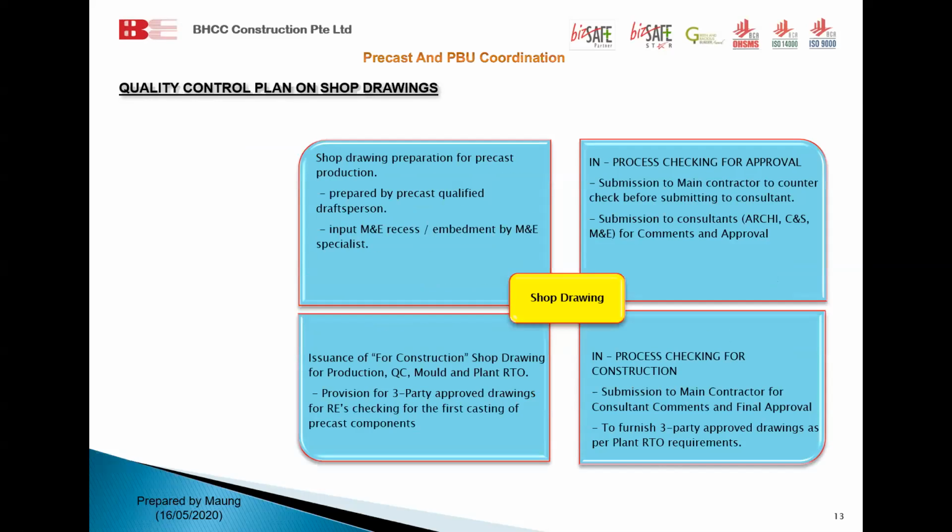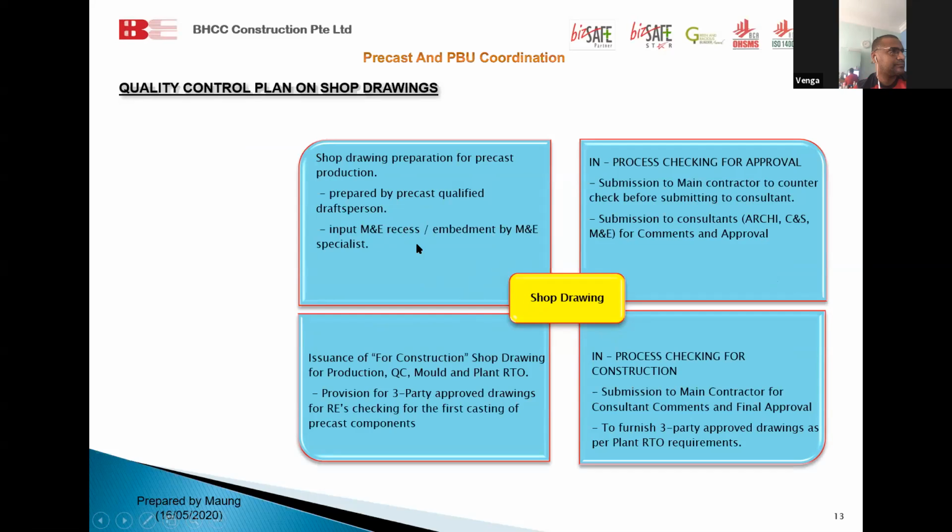So these are the drawings QAQC flowchart to get the correct drawings. First thing, the drawing should be prepared by the qualifying person. Then they should put in all the MME requirements as per the MME specialist's detailed drawing. After that, as a main goal, we need to check whether these drawings are correct, whether they tally or not as per the ARCI or MME, and then the structural drawing.